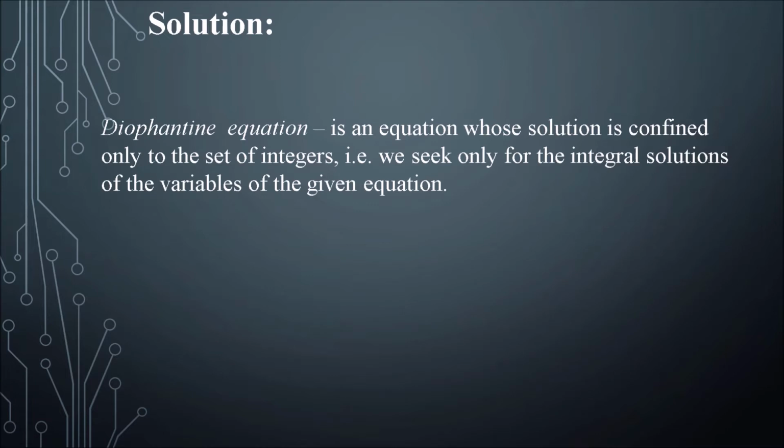A Diophantine equation is an equation whose solution is confined only to the set of integers. In other words, we seek only the integral solutions of the variables of the given equation. Example, 27x minus 37y is equal to 4. In order to solve it, we need integral values of x and y that satisfy the equation. That's how we solve the Diophantine equation.